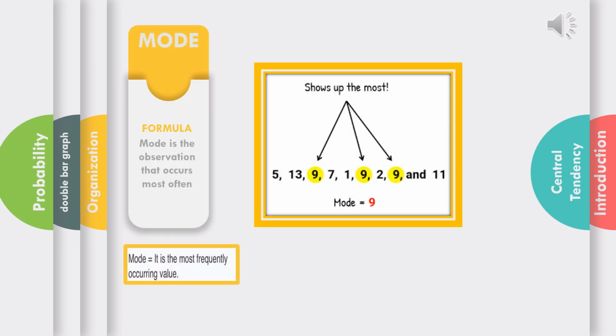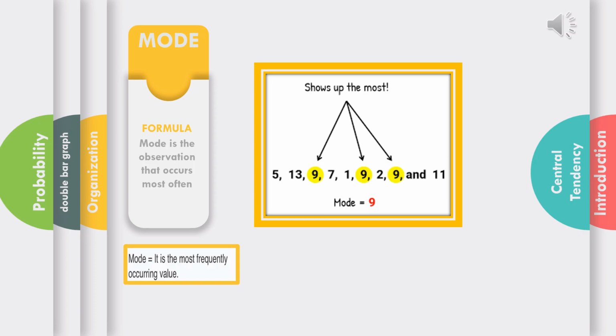Mode, as the name suggests, means most often. Mode is the value of the item that occurs most frequently. To find the mode of a data, determine the number of instances of each item of the data. The item that has most instances in the data is the mode.